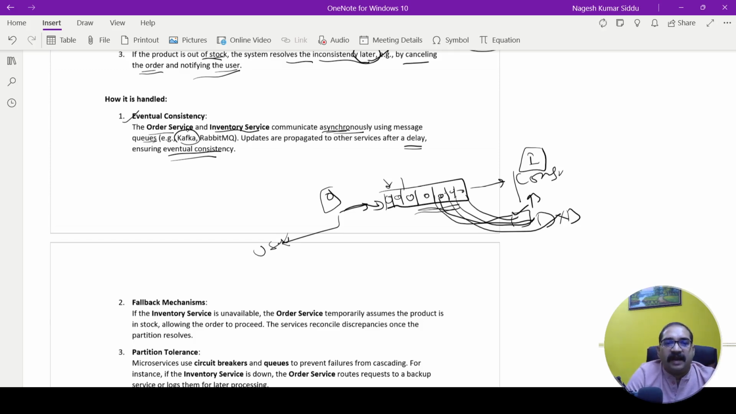Now Kafka handles on a topic basis. We'll discuss Kafka and its advantages, and how it can handle a large number of service messages.